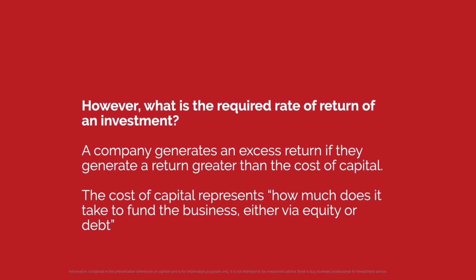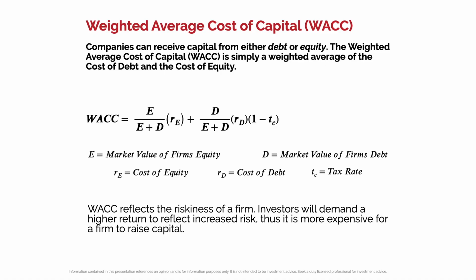Now, to figure this out, we can just figure out the cost of equity, the cost of debt, and take a weighted average. And that's what we're going to do. So companies can receive capital from either debt or equity, and we'll use the weighted average cost of capital as simply a weighted average of the cost of debt and cost of equity. So the WACC is E plus D. E is the market value of the firm's equity. Note we use the market value of both the equity and debt, not the book value. For more information, refer back to the accounting units where we talked about the difference between market and book value. So you just take E over E plus D times the cost of equity, and then you do D over E plus D for the cost of debt.